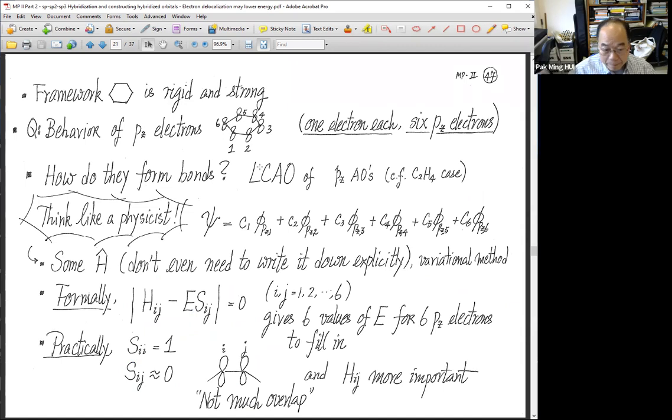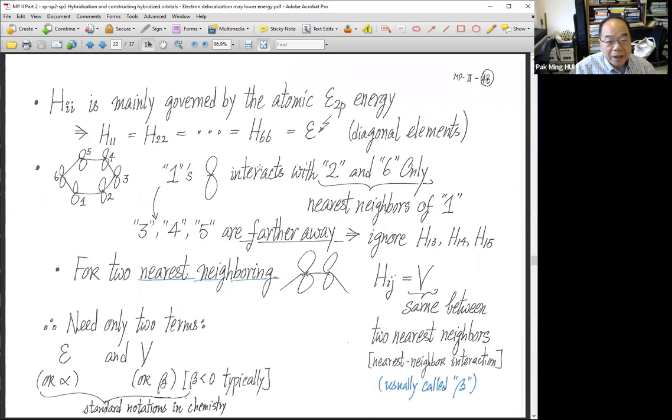So let's start to write it out. Every diagonal one will be the atomic energy. We will use a symbol to represent it. We will use epsilon. In many chemistry books, they will use alpha. It is called the on-site energy in different contexts. Then, the more important thing will be Hij. That is the off-diagonal Hij.